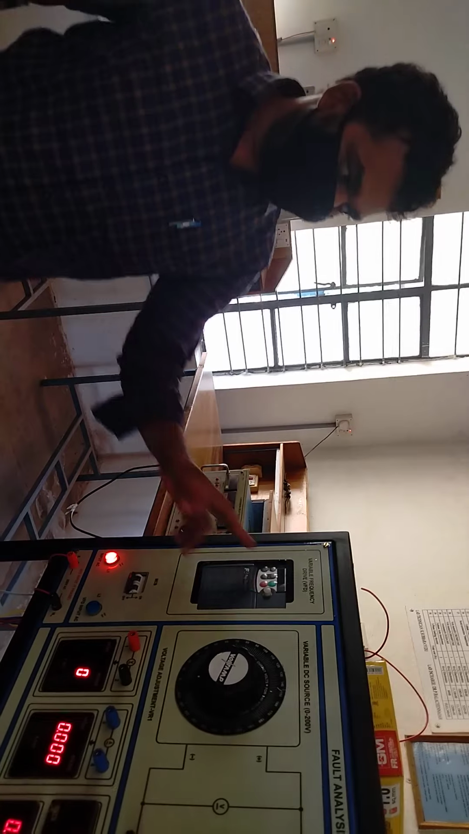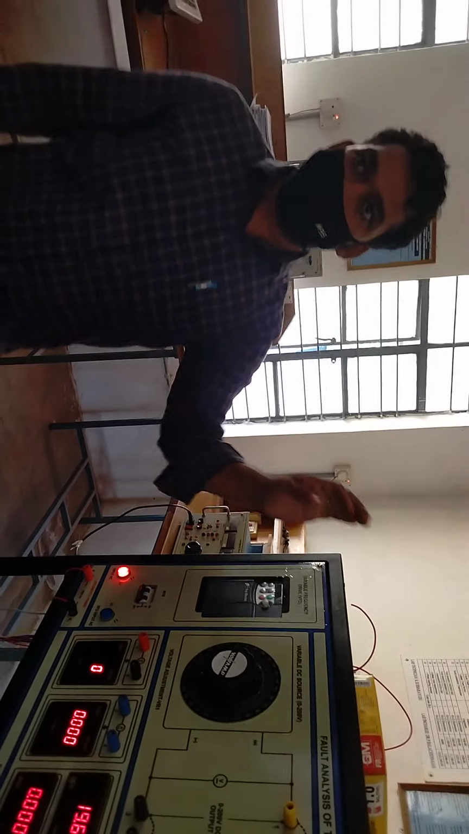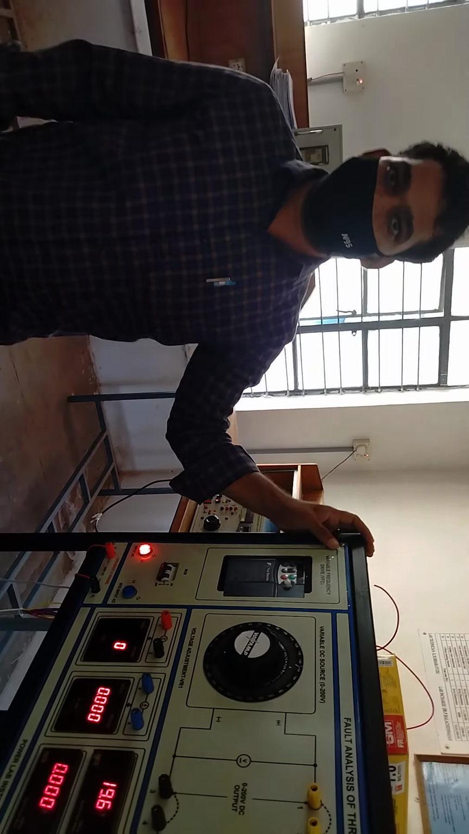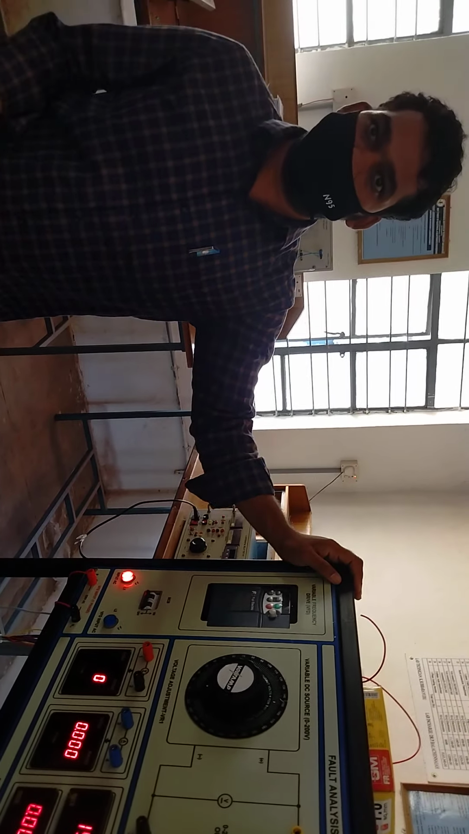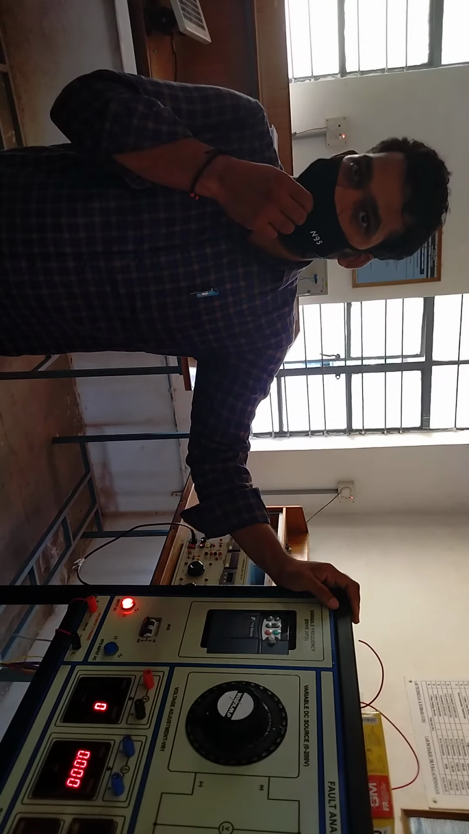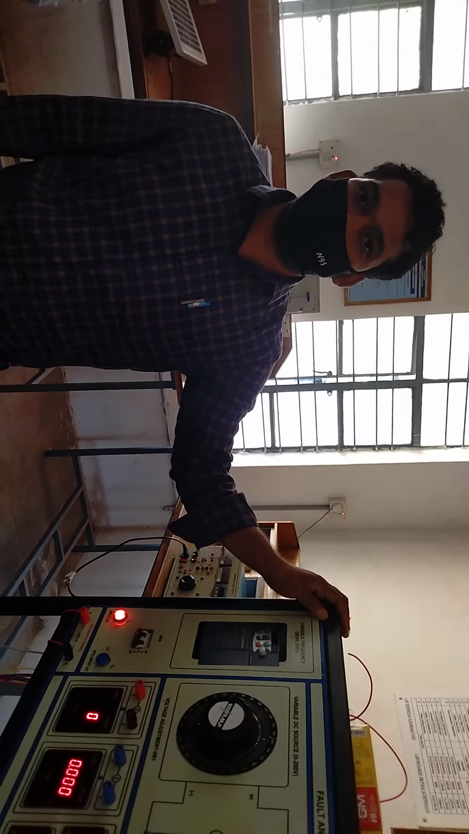This variable frequency drive works on V by F control. Generally in power electronics and power drives, you can study variable frequency control of the AC induction motor: the V by F method, the sine-PWM method, and so on. Number of methods are available, but this drive functions entirely on V by F control.